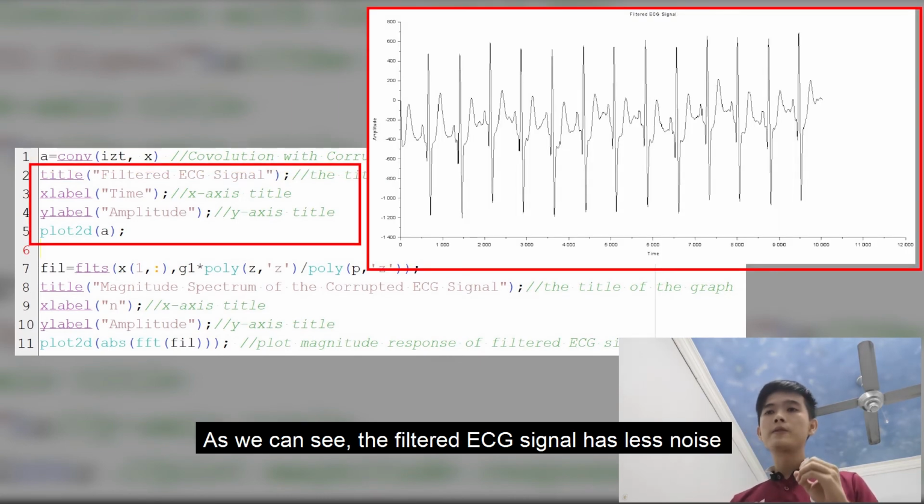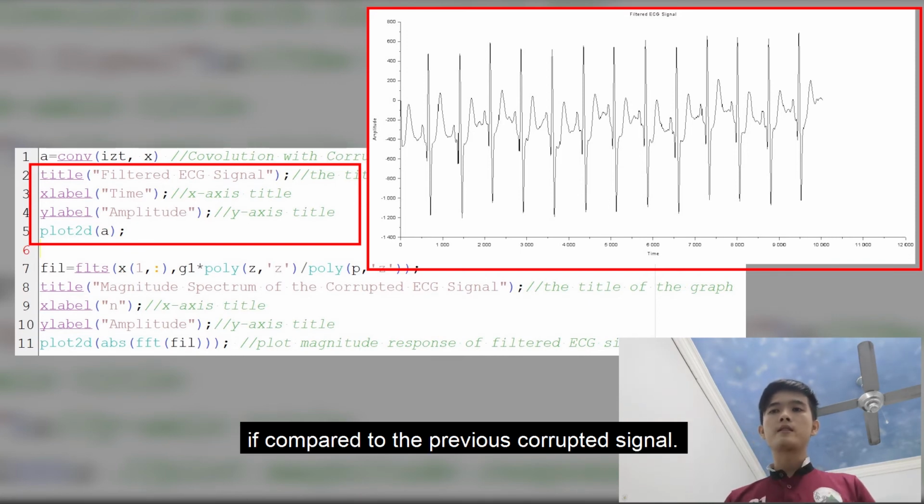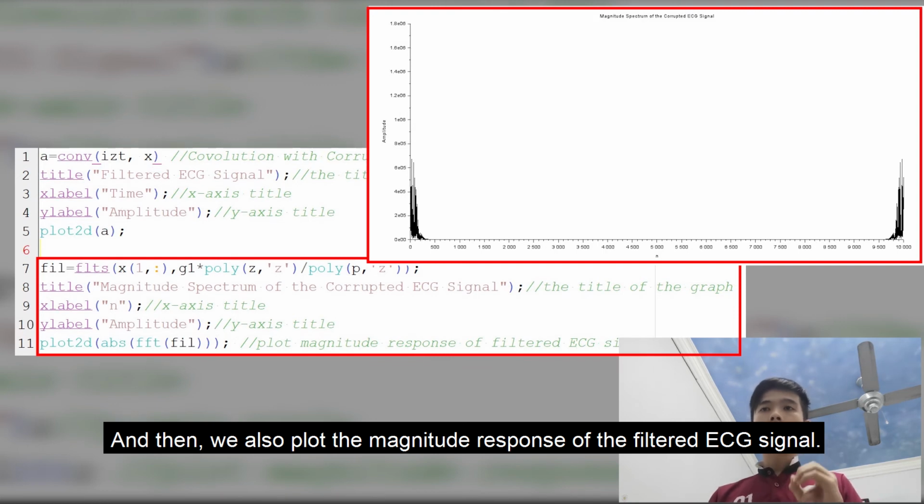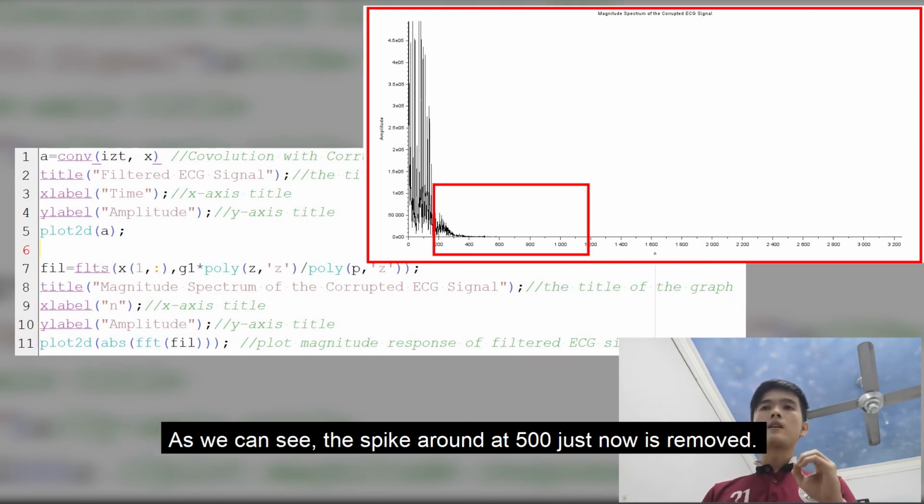As we can see, the filtered ECG signal has less noise compared to the previous corrupted signal. And then we also plot the magnitude response of the filtered ECG signal. As you can see, the spike at around 500 just now is removed.